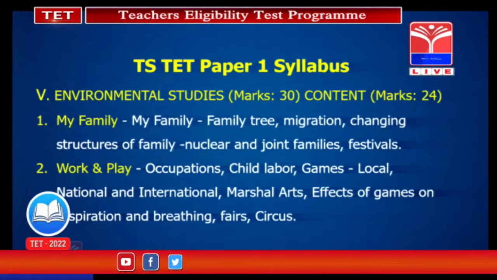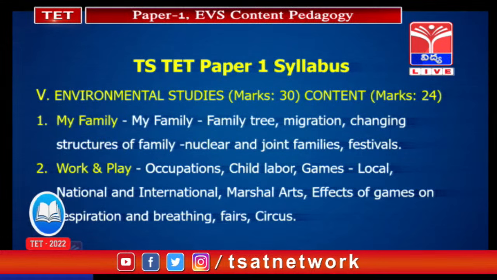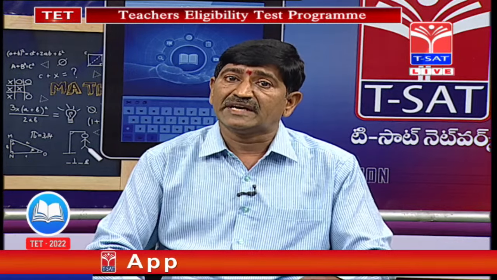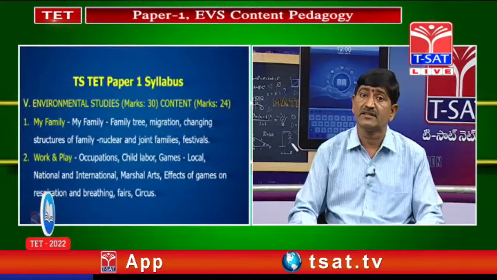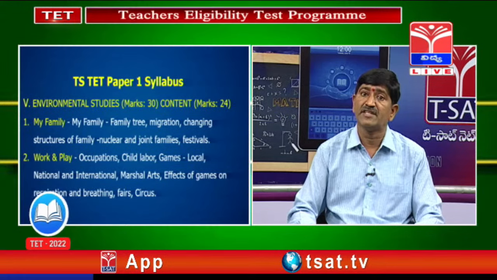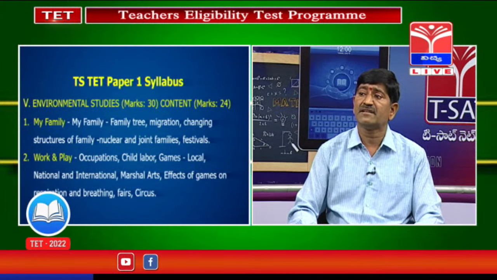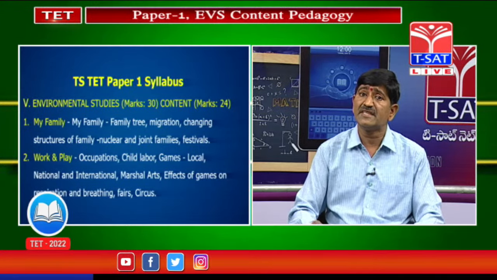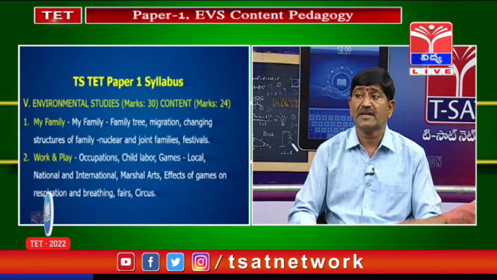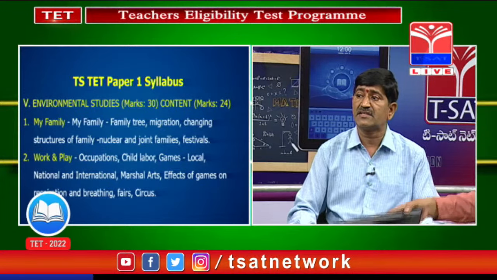Next chapter, work and play. Work and play means occupations. For example, every man does some work, for example lawyer, doctor, and daily wages. Some persons are teachers, lawyers. These are called occupations. This chapter is introduced in third, fourth and fifth class.